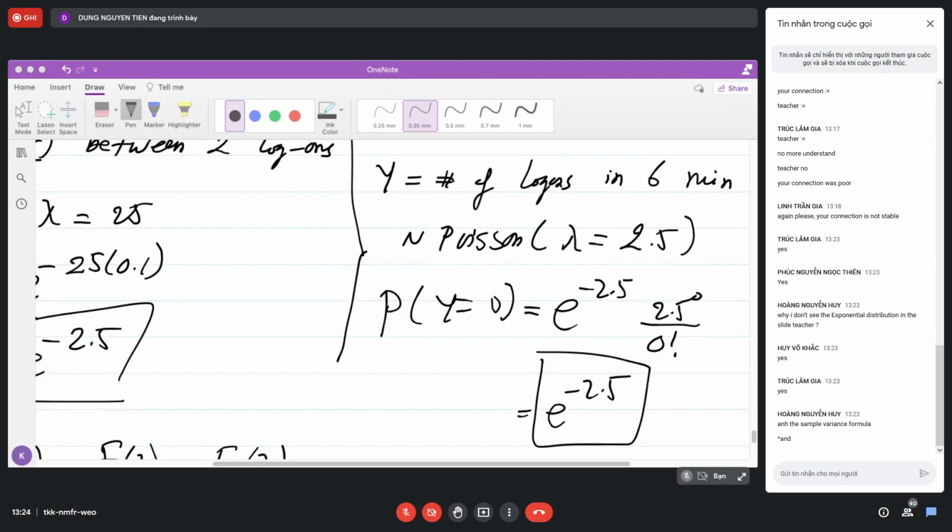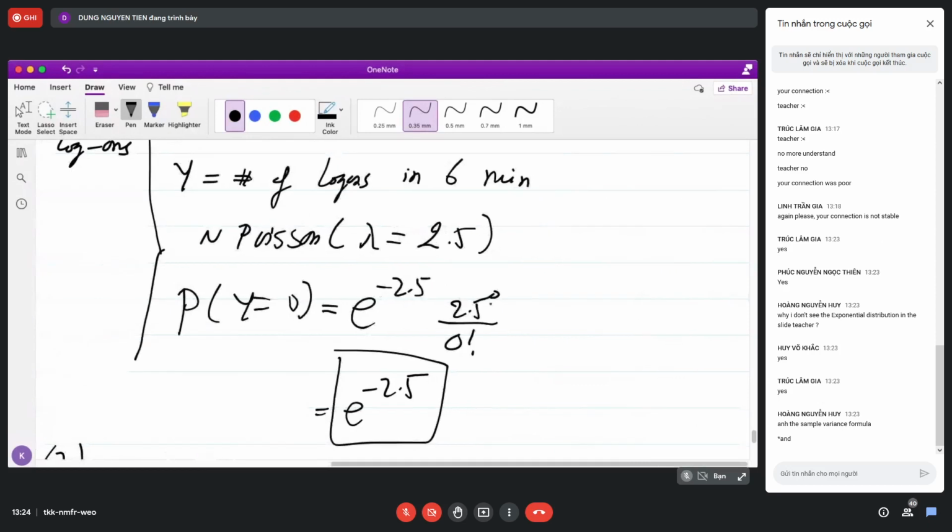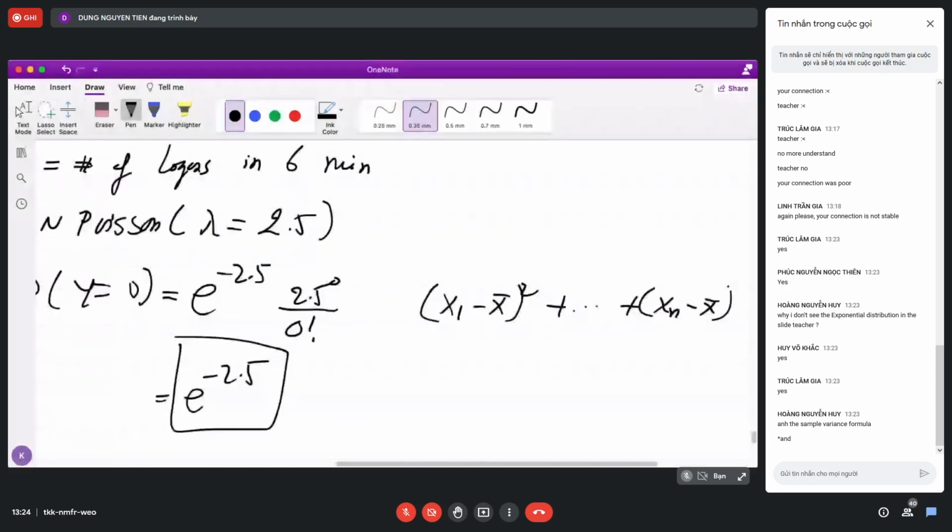Oh, the sample variance, you can go back. For the sample variance, you can go back to the previous chapter. When I introduced the concept of variance, I think I already gave you the formula for the sample variance, the S squared. So it is simply the sum over n-1. That is the sample variance. Okay.